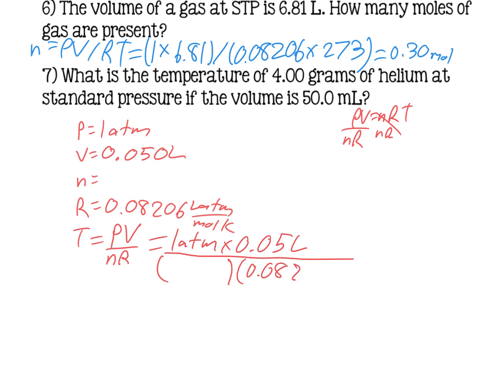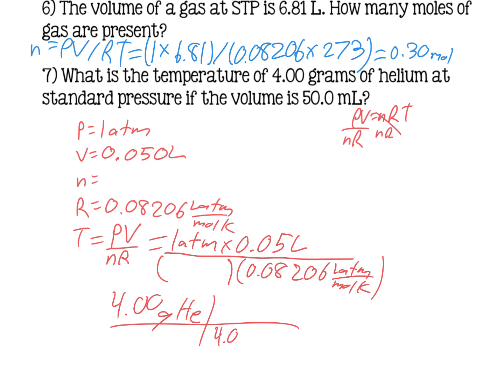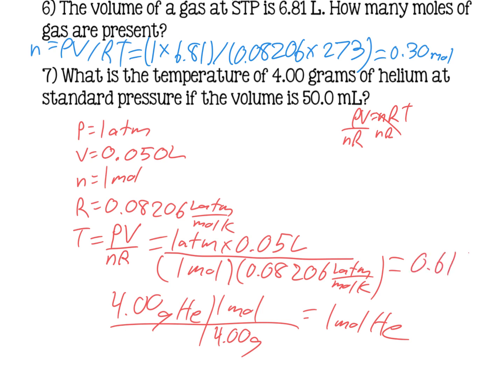And lastly, we need to find our number of moles. To do this, we must convert 4 grams of helium to moles of helium using our molar mass. Since 1 mole of helium is 4.0 grams, then we have 1 mole of helium. Now we're going to plug all of these numbers into our ideal gas equation and type them in the calculator and see what we get. This means that our temperature is 0.61 Kelvin. Notice how, because our ideal gas constant has liters in it, we had to convert our volume from milliliters to liters. Always double check your units to make sure they match.